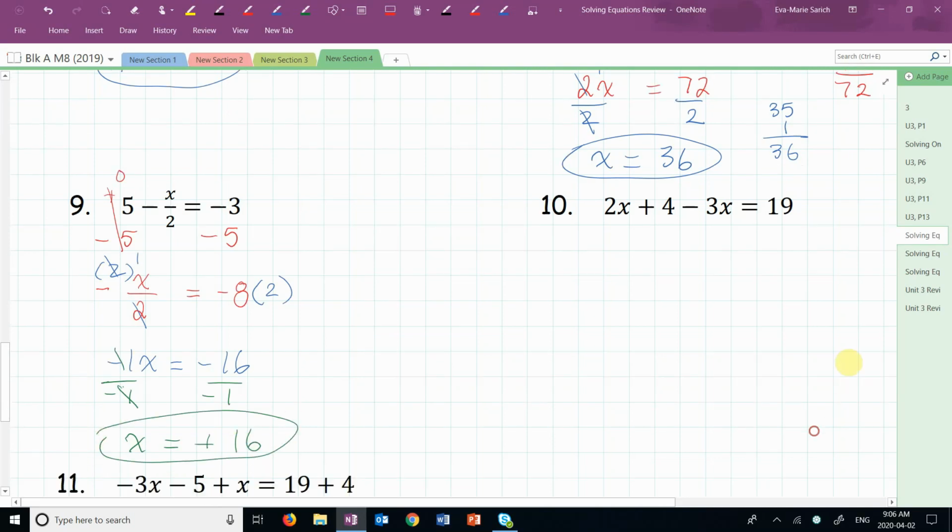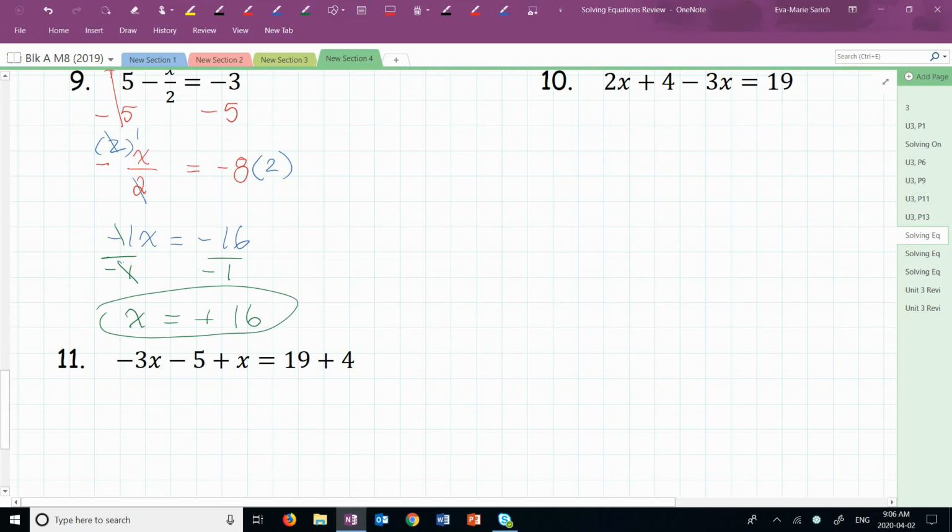All right. Now, the other way you could have solved that is, in fact, you could have multiplied by negative 2. And that would have gotten the negative and the negative canceling each other out, and you would have got right to the solution a little bit quicker.